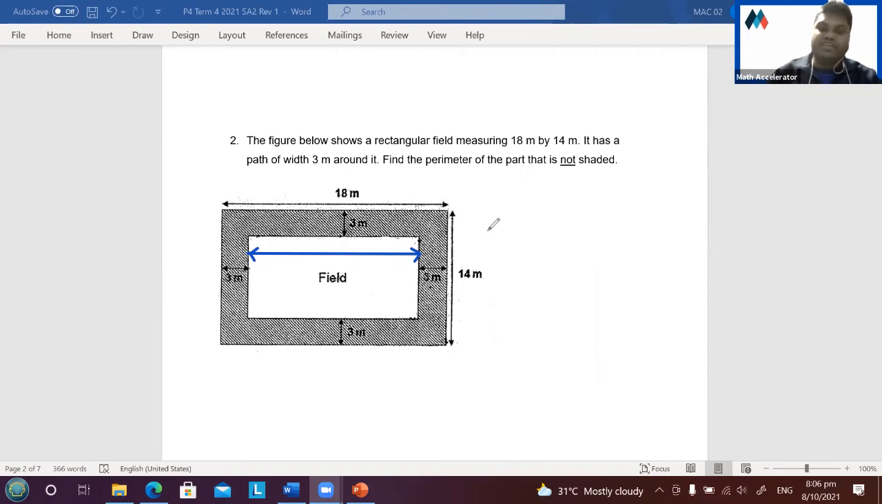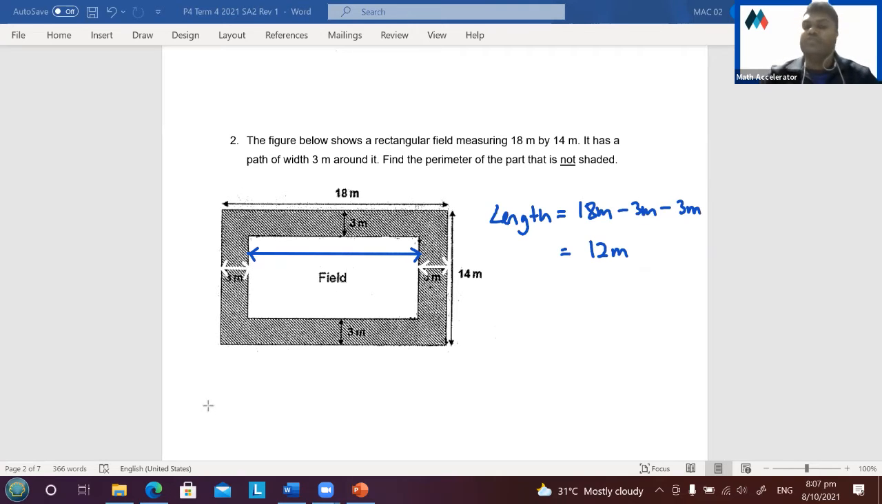Okay, very good. Right, so write down length equals 18 meters minus 3 meters minus another 3 meters. Okay, so you will get 12 meters. All right. Why? It's because this 3 meters over here and this 3 meters over here need to be taken into account. Do not forget that.